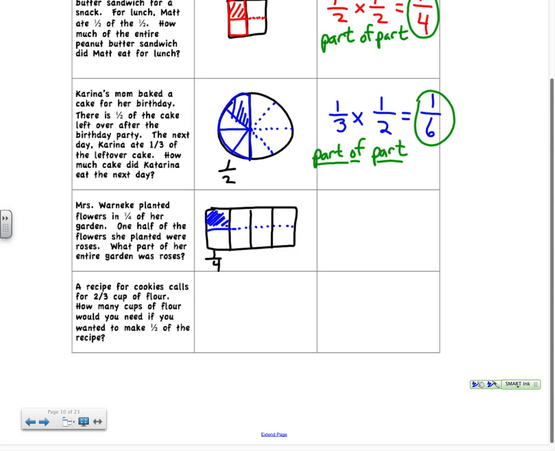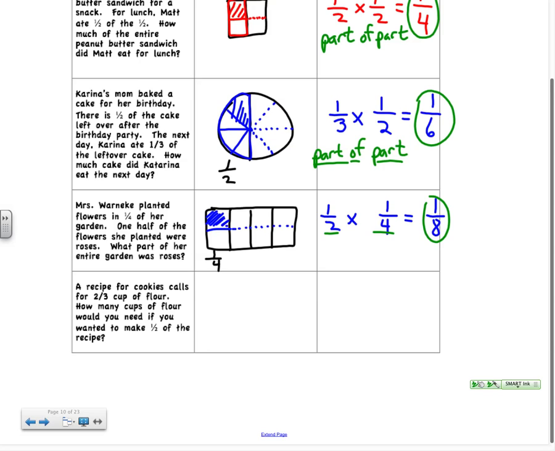So what did I start with? I started with the 1/4 and I found half of the 1/4. So 1/2 times 1/4 is 1/8 of those flowers are roses. Again, my product 1/8 is smaller than what I started with, the half and the 1/4.